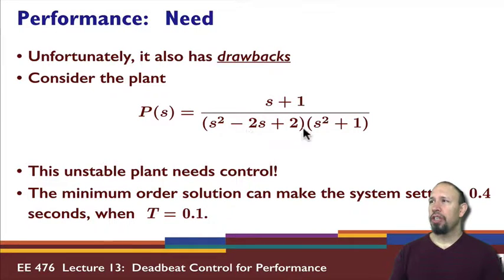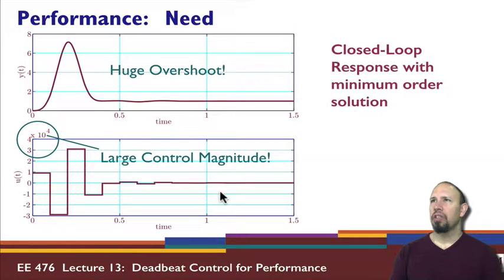For example, consider this system, which is unstable and definitely needs control. The minimum order solution can make this system settle in 0.4 seconds when the sampling time is 0.1 seconds, so in 4 steps, which is pretty common for a system that has 4 poles. But if we look at the response of the system when a step input is applied, this is what the response looks like. Look at that overshoot, huge. And the control magnitude, 10 to the 4. Wow, 10 to the 4.